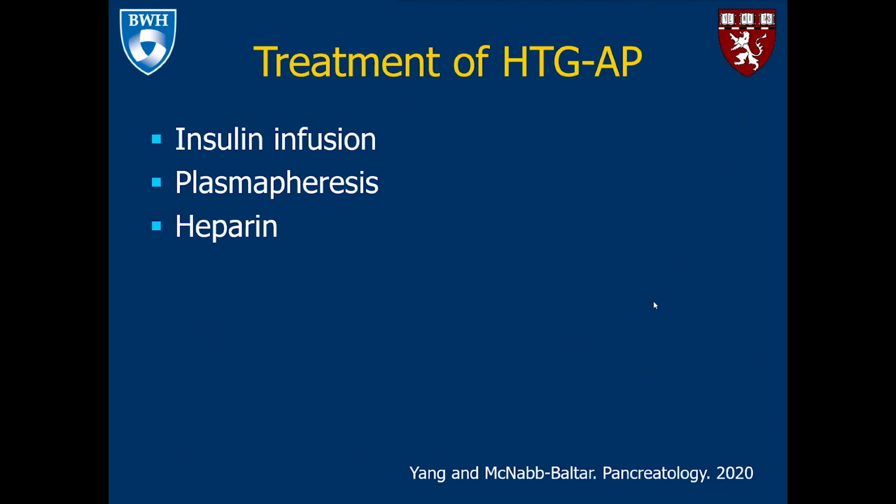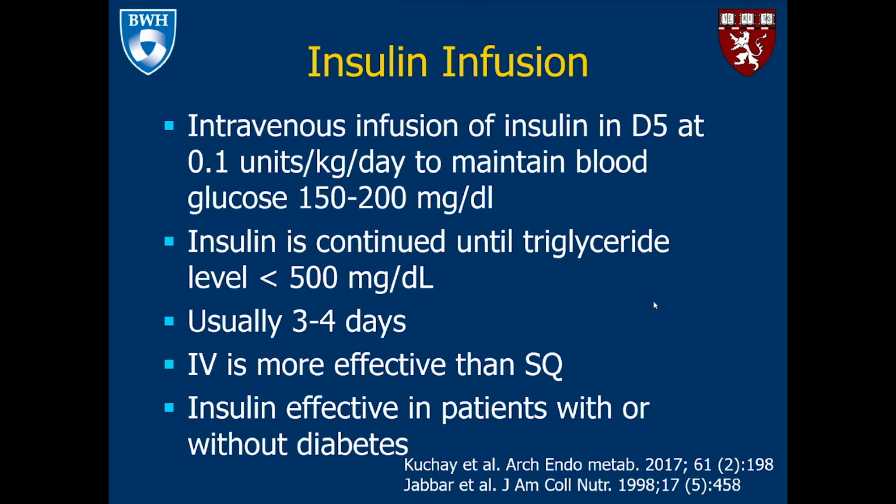Now, if you focus a bit more on the treatment of hypertriglyceridemia-induced pancreatitis, like Mr. M, we think of insulin infusion, plasmapheresis, and heparin. For insulin infusion, we usually will recommend intravenous infusion of insulin, mixed in D5 at 0.1 units per kilogram per day to maintain a blood glucose level of 150 to 200. And then the insulin will be continued until the triglyceride level goes below 500. Usually it will take 3 to 4 days.